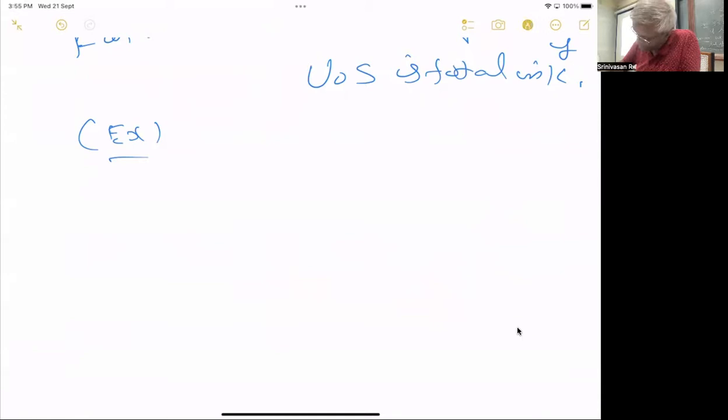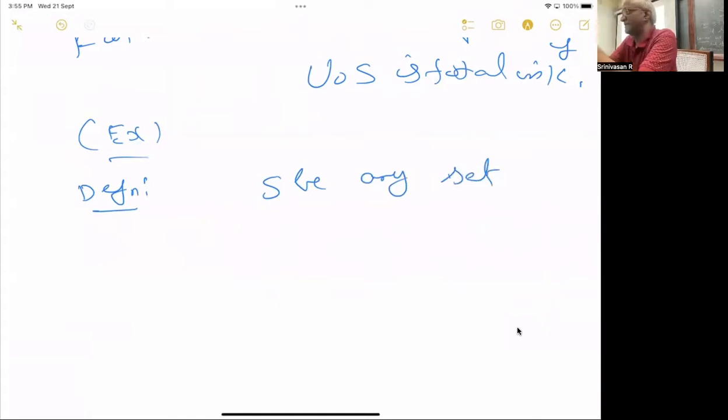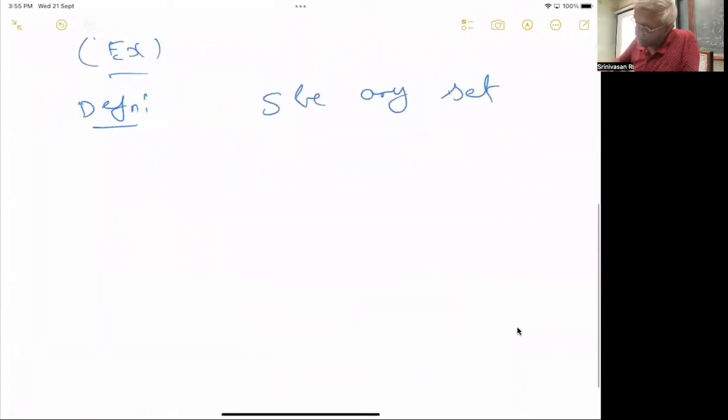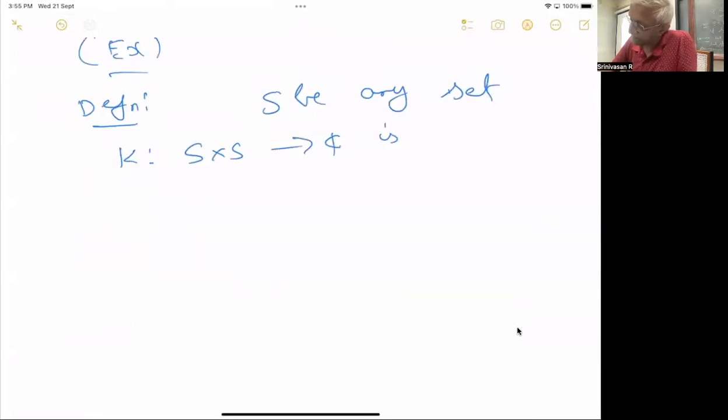So the definition. Let S be any set. This is how to construct a Hilbert space out of any set. You have some set, but you need something else to define an inner product to get a Hilbert space. How do you get a vector space out of any set? You just consider functions on that. Then you need to define an inner product. For that you need something else. So that is why this positive definite function: K from S cross S to C is a positive definite function.